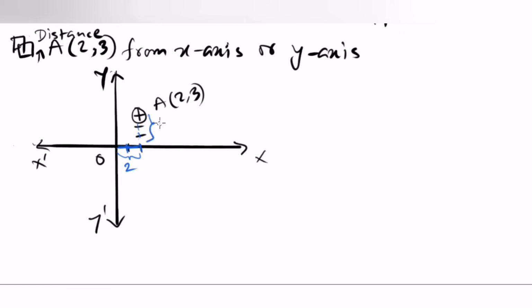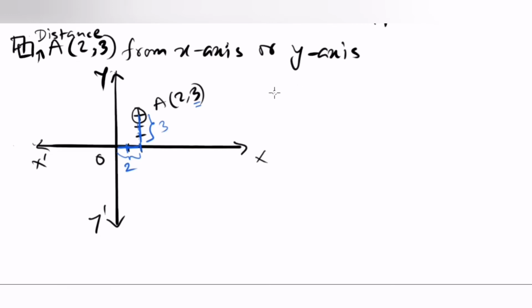So this is the ordinate. Now if we follow the graph paper, we will figure it out. From the x-axis it is a perpendicular distance, so 3 units. So what will be the answer if someone is asking what is the distance of this point A from the x-axis? We will say this is 3. That means the ordinate of that point.